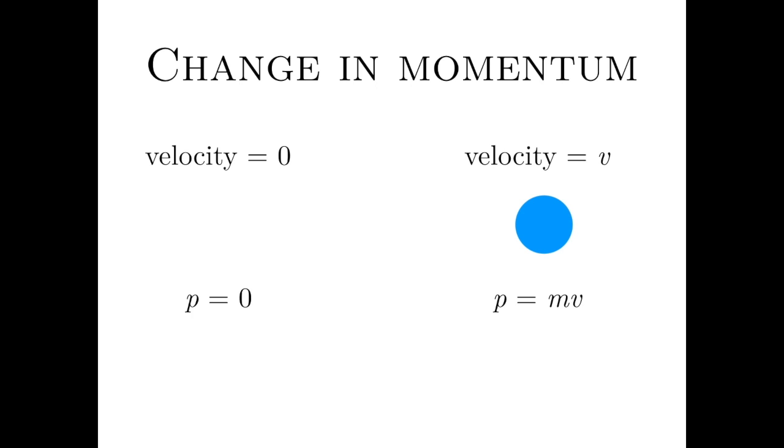If we have an object that was initially at rest, its momentum will be 0 because its velocity is 0. After it starts moving with a speed of v, its momentum will be mv. The change in momentum is defined by the difference between the final momentum and its initial momentum. So the change in momentum is pf minus pi.